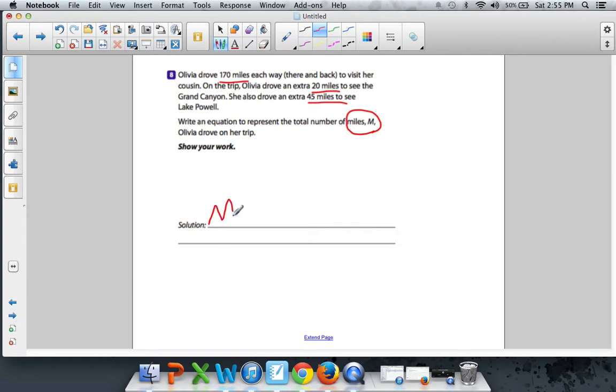So start with the M and the equal sign. Okay? Now what do we put? We'll look at the numbers that we are talking about here. Olivia drove 170 miles, okay? No problem. She drove 170 each way, there and back. Does that mean total, or does that mean 170 miles each way? 170 miles there and 170 miles back.